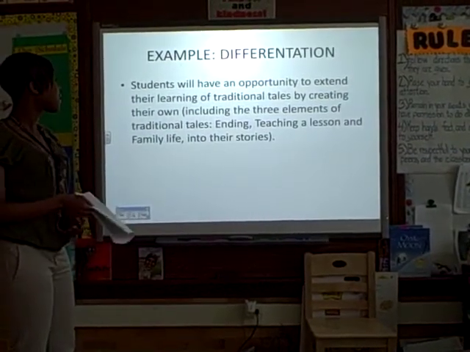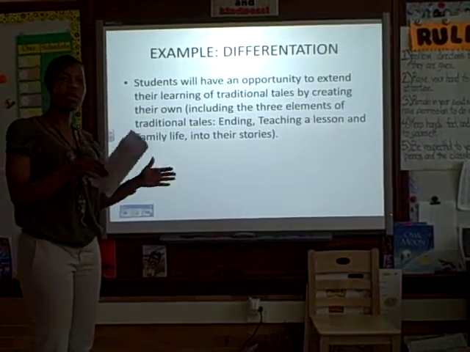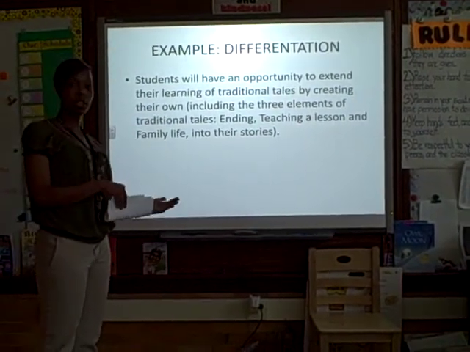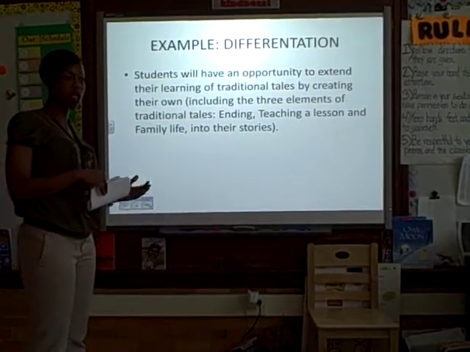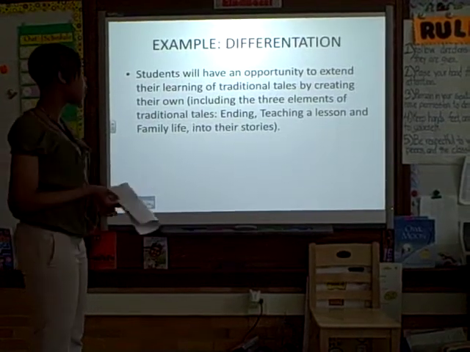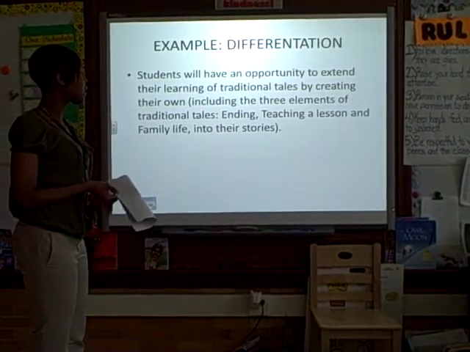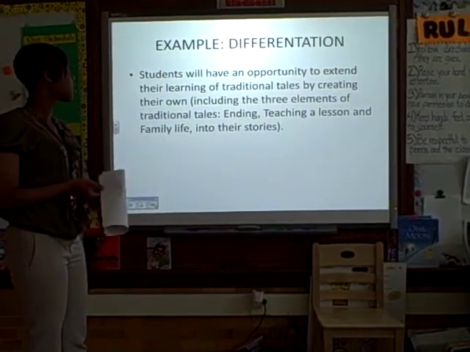From the humanities side, now differentiation doesn't necessarily mean tailoring your instruction to students who need accommodations because they're special ed. It could also be taken to the extent of our gifted and talented students as well. So here's a higher level activity for students who are high learners.